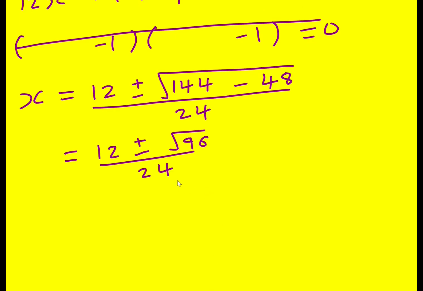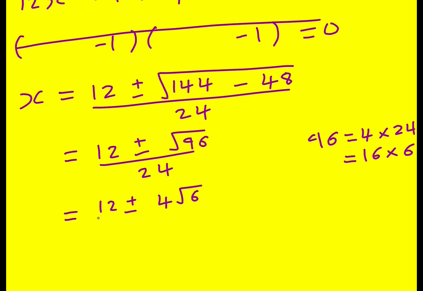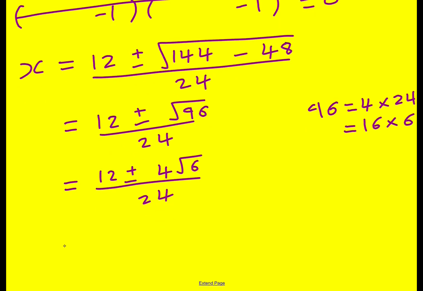Then we can try to simplify this root 96 down. Think about what goes into it. 4 is going to go into it. 4 times 24, that's right, isn't it? But then 4 goes into that. So actually we're going to get 16 times 6. And that's going to be the largest square number. So I can write it as 4 root 6 over 24. And then divide through by the common factor of 4. 3 plus or minus root 6 over 6. Quite like that.